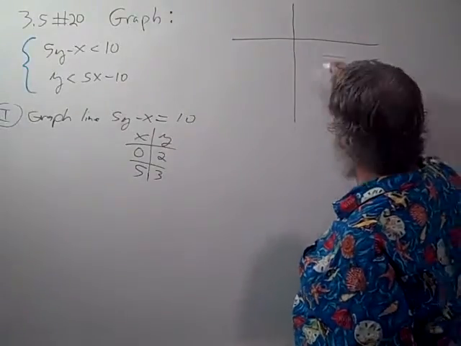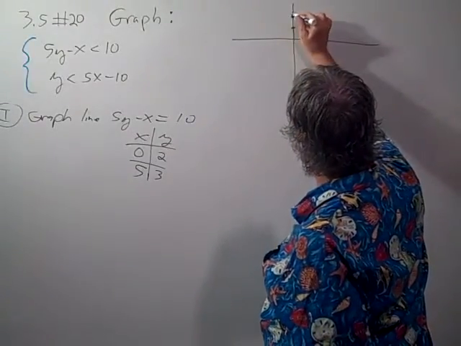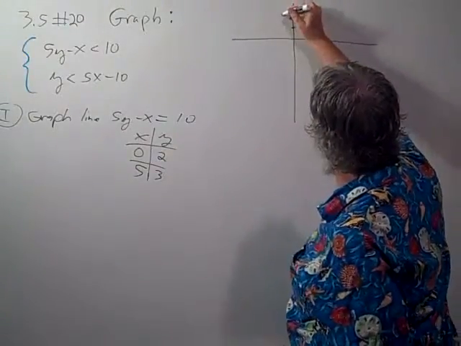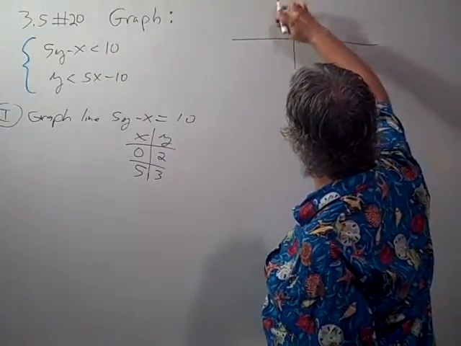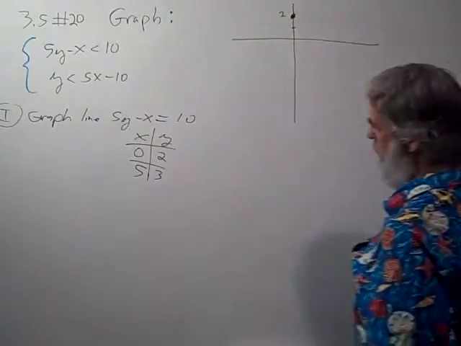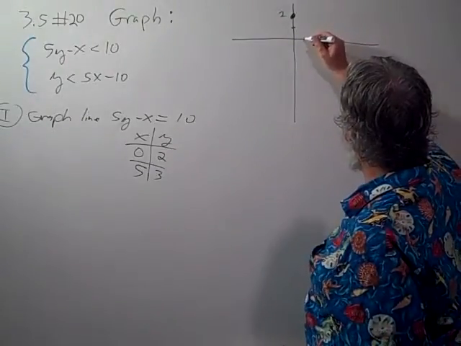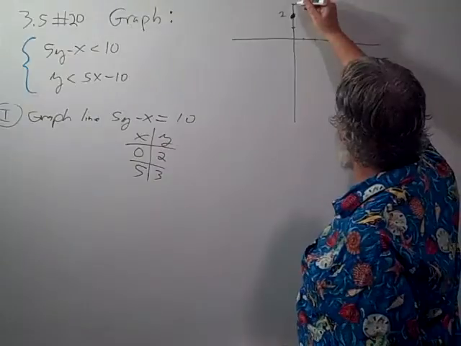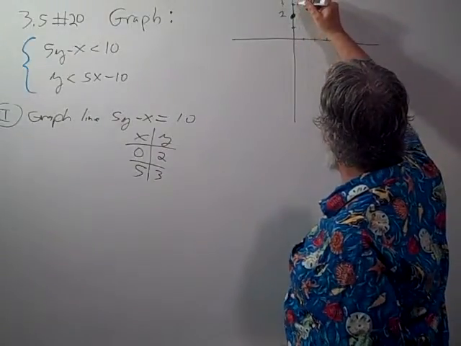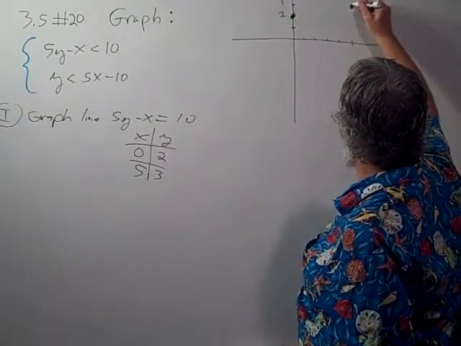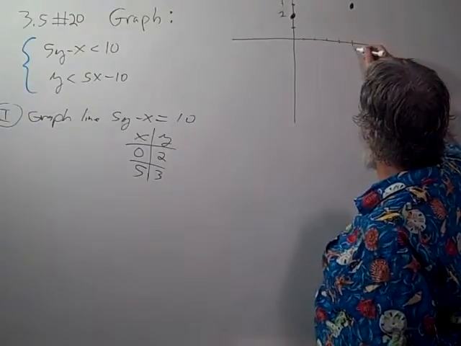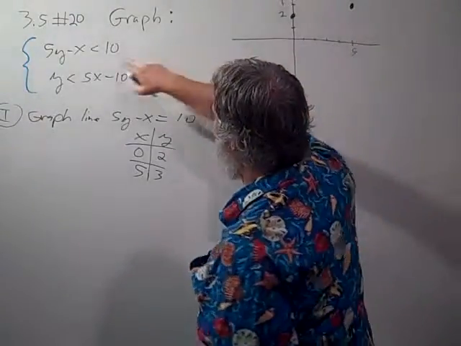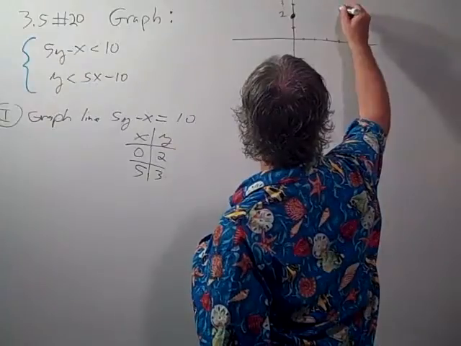So let's see, 0, 2 is the y-intercept right up here. 2 steps up the y-axis. And 5, 3, 1, 2, 3, 4, 5, and up 3 takes us up to this point. So this line, which will be a dashed line, goes to those 2 points.